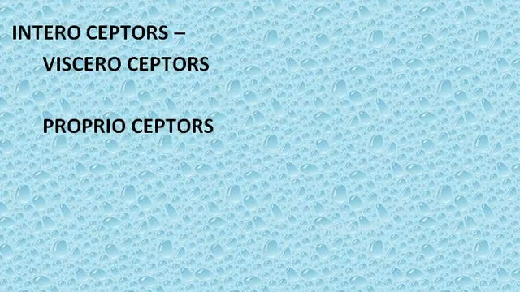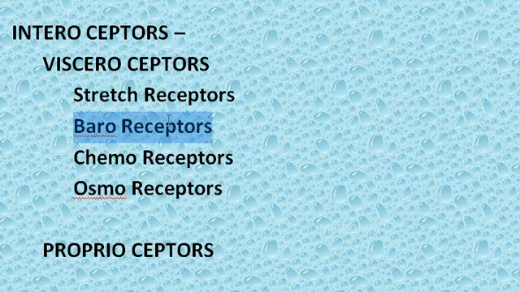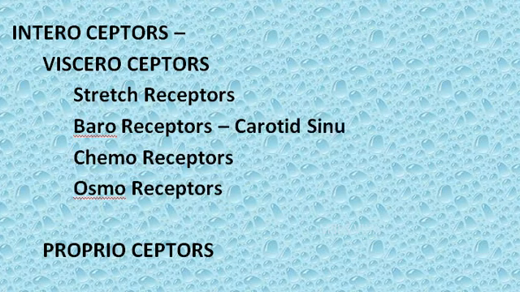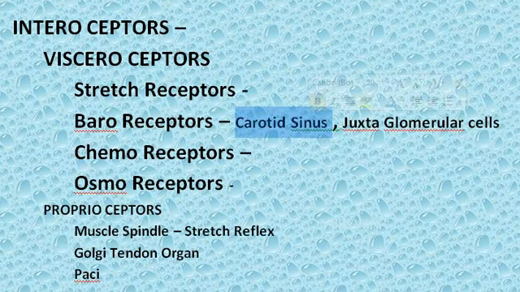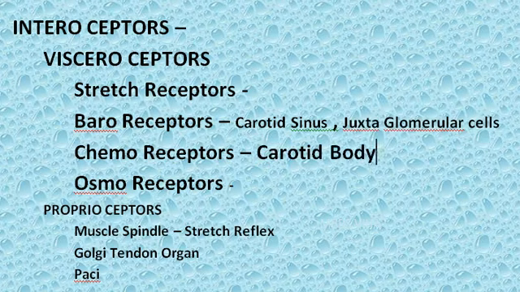Under visceroceptors, you have these four: stretch receptors, baroreceptors, chemoreceptors, osmoreceptors. Basically, baroreceptors, you know the carotid sinus. And also in the juxtaglomerular apparatus, you have the juxtaglomerular cells. These are baroreceptors. Chemoreceptors, you have the carotid body.